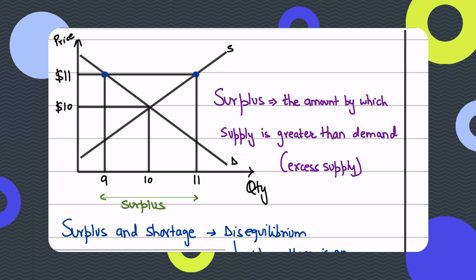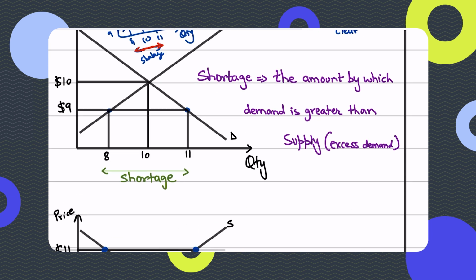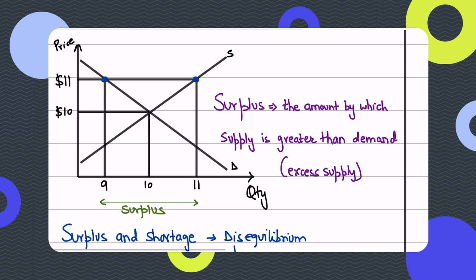It is the amount by which supply is greater than demand. Whenever the price is higher than the equilibrium price, there would be a surplus, while when the price is lower than the equilibrium price, there would be a shortage. Right, guys?